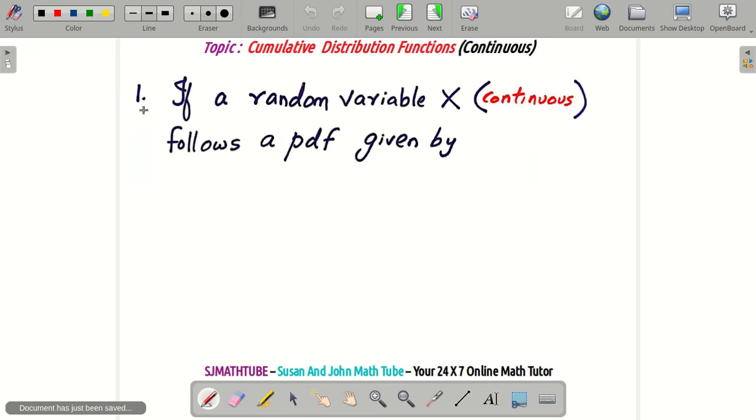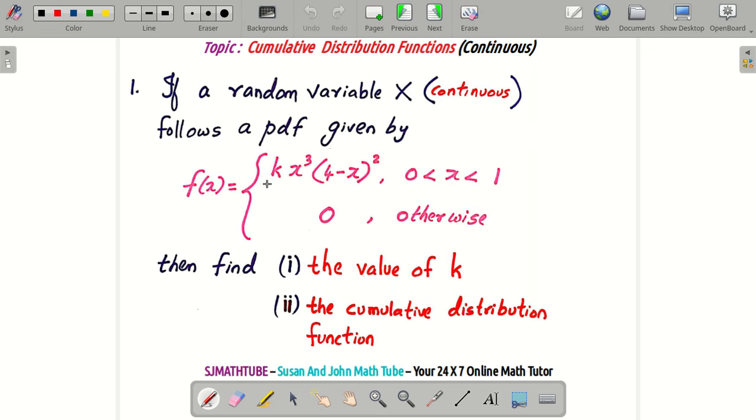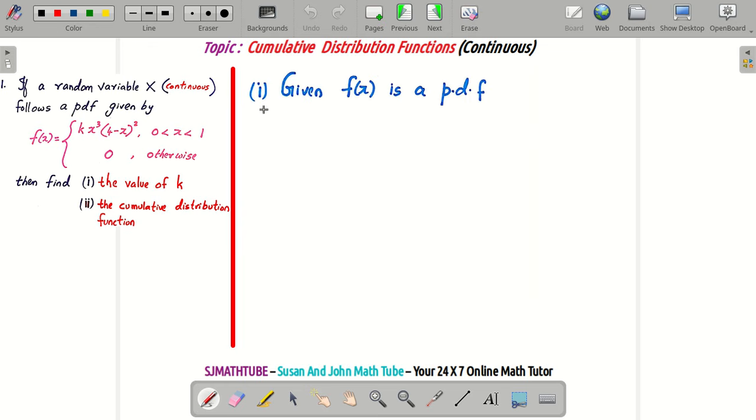So, let's go for the first question. If a random variable x, of course continuous, follows a PDF given by this, then naturally we have to find the value of k, and second, the cumulative distribution function, that is our capital F of x. We start with the PDF, and I'm 100% sure now you know how to find the value of k. Can you try it yourself?